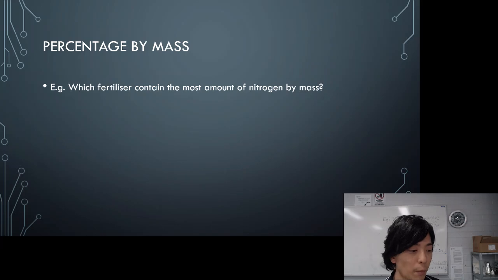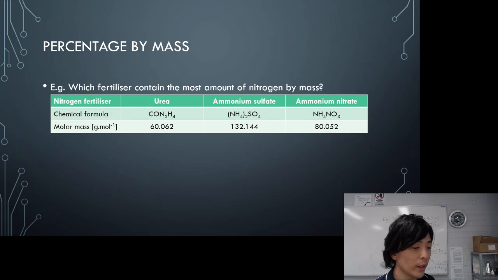Okay, example. Which fertilizer contains the most amount of nitrogen by mass? Now, nitrogen is very important for plants to absorb. It needs to be in a water-soluble form, otherwise it doesn't get sucked up with water. All right, so types of nitrogen fertilizer, we've got urea, ammonium sulfate, as well as ammonium nitrate. Now, they have different chemical formulas as well as molar masses, which are given.